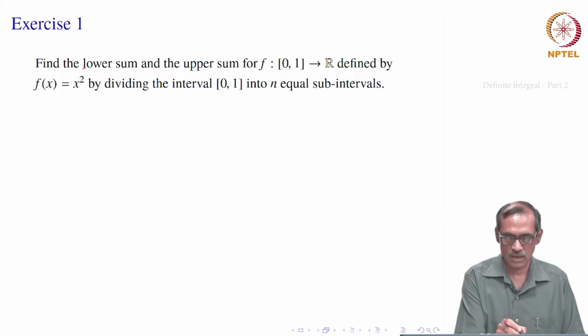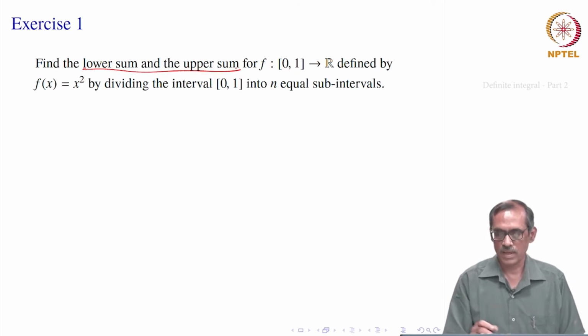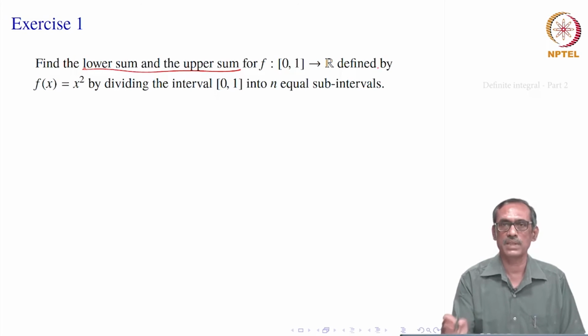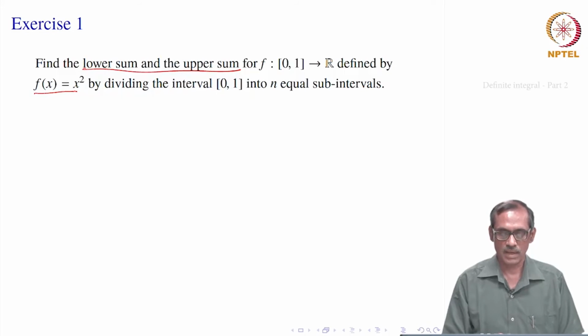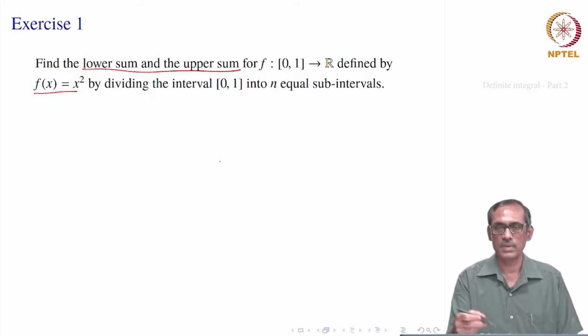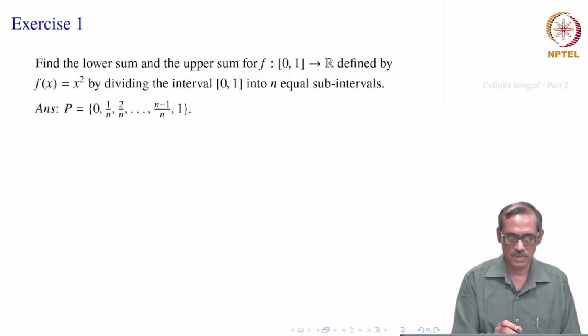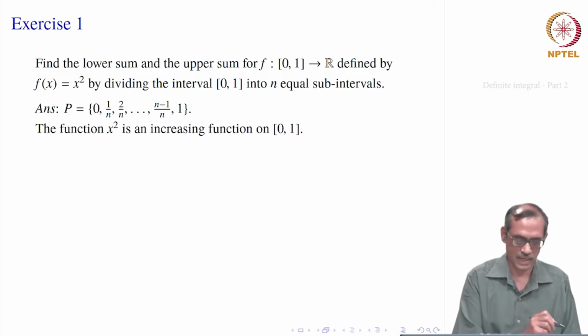Here it is asked to find the lower sum and the upper sum for the function f defined on the closed interval 0, 1. The function is x square. We want to find the lower sum and upper sum by dividing the interval 0, 1 into n equal sub intervals. This is in between our problem of computing the integral. So let us find the lower and upper sums. We have the partition as 0, 1 by n, 2 by n, up to n minus 1 by n and 1 as the last point. It is uniform, each sub interval has length 1 by n.